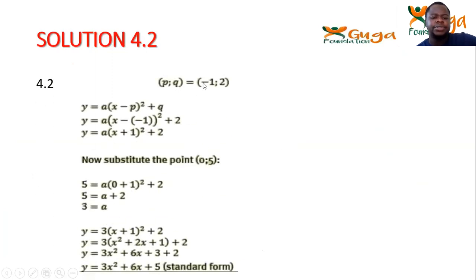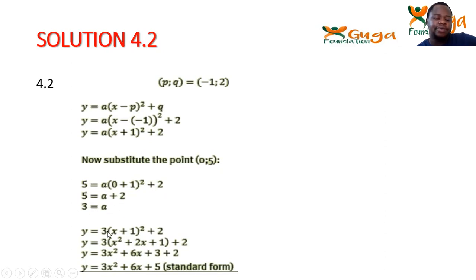Now, I said p and q, those are your turning points, -1 and 2. Then you substitute them as they are. Okay, -1 here and 2. Then you've got x plus 1 squared plus 2. Then you substitute a point (0, 5) there on the y-axis, right? And then it will be 5 is equal to a into 0 plus 1 squared plus 2. 5 is equal to a plus 2. 3 is equal to a.